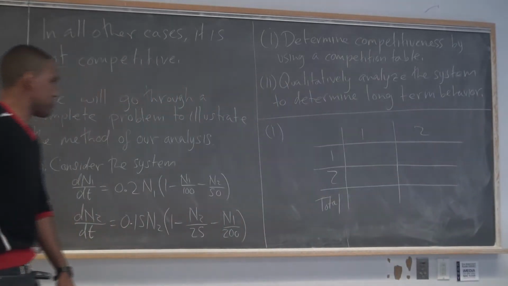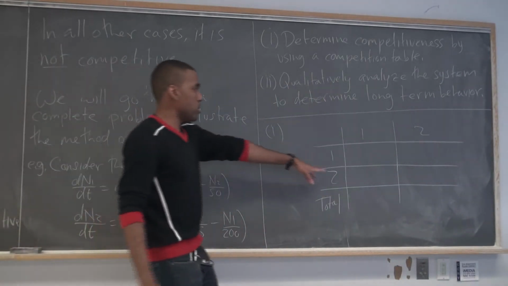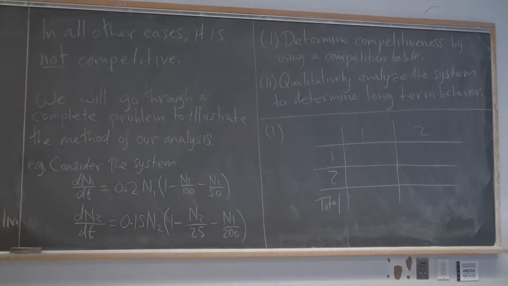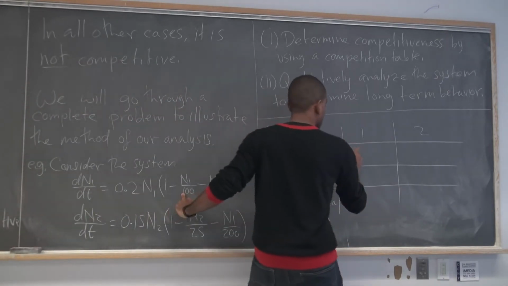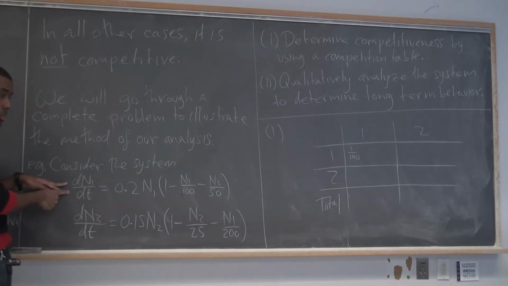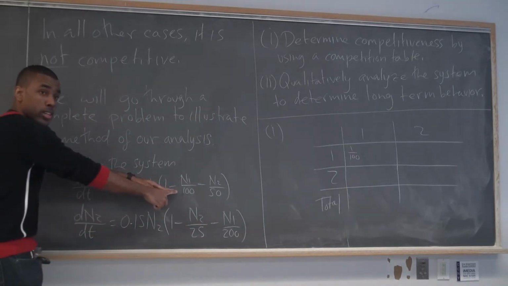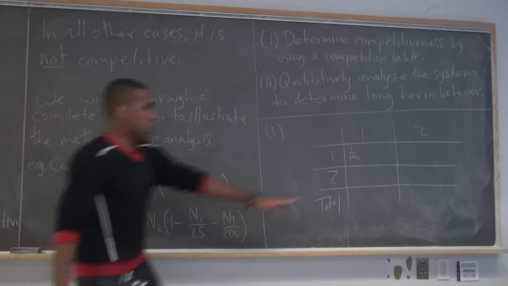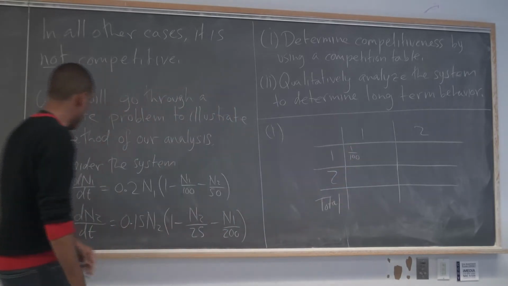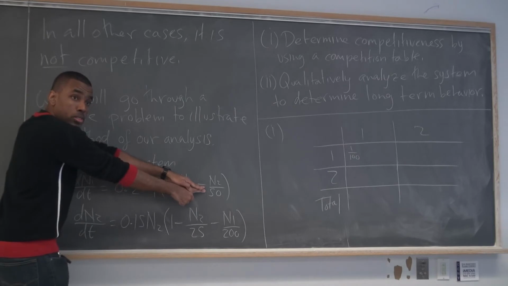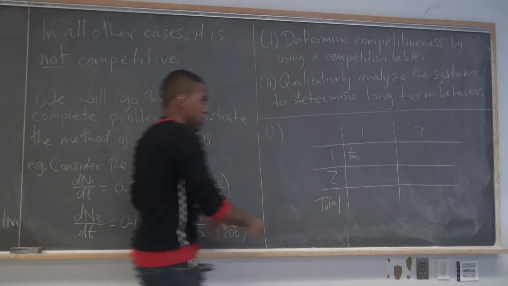Okay, so remember how we fill out this table? In each cell, we put the effect of row on column. How is 1 affecting itself? By 1 over 100. In other words, I look in the growth rate for the first population, and look how the first population is affecting it, right? By 1 over 100. How is 2 affecting 1? Well, I look at the growth rate for the first population, and look how the second population is affecting it, right? So it's 1 over 50.